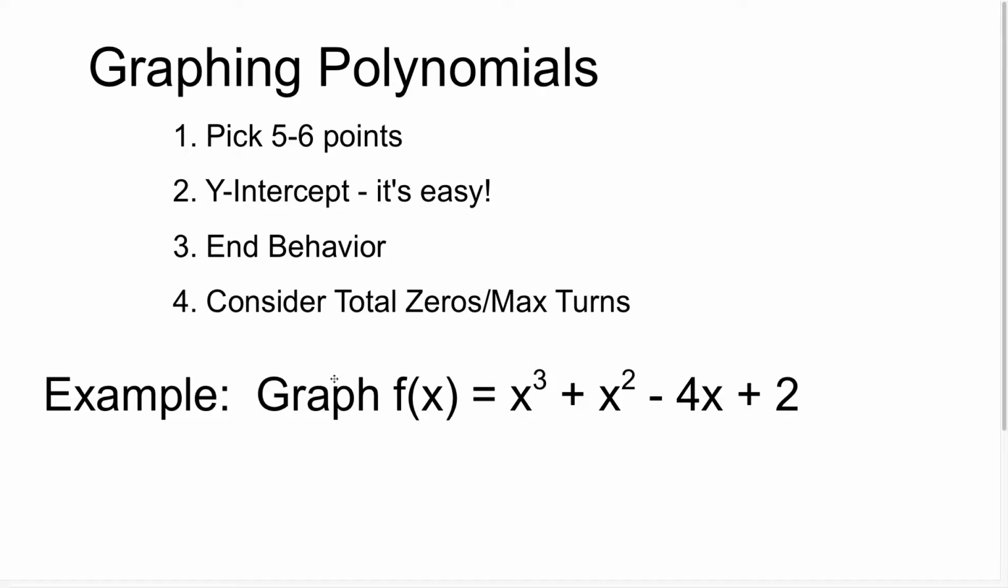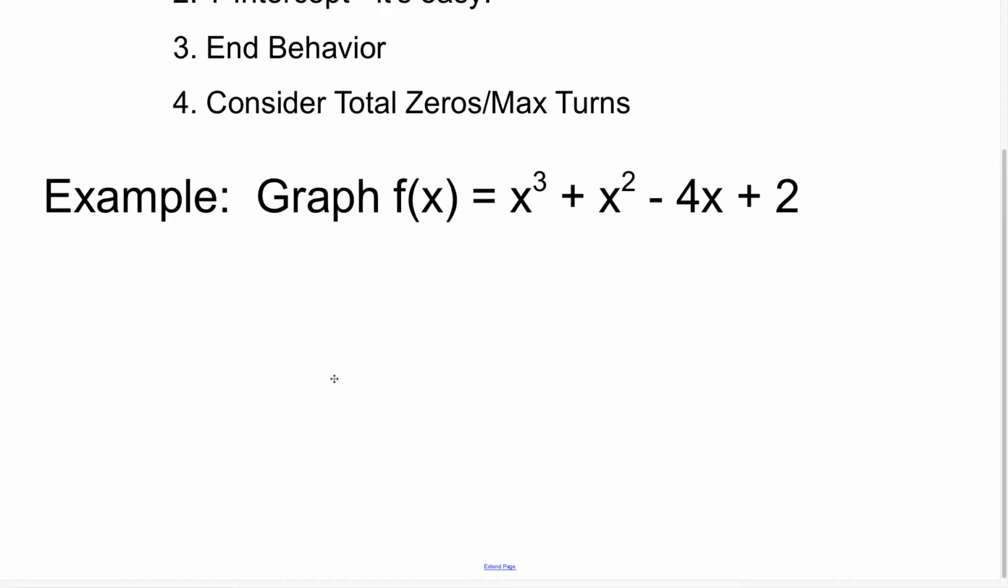Okay. So I'm going to do this example. F of x equals x cubed plus x squared minus 4x plus 2.